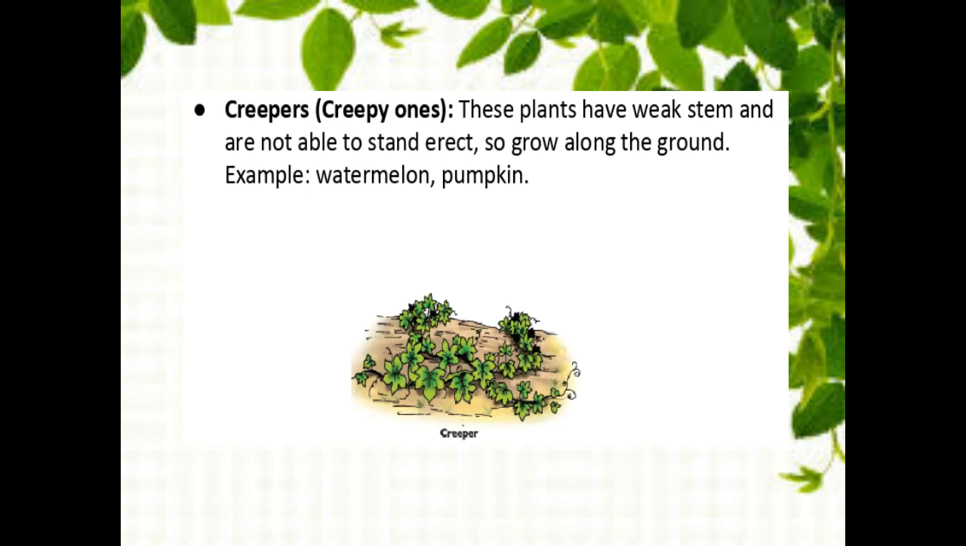Then creepers. Some of the plants will grow along the ground, no? So that type of plants are called creepers. Example, watermelon, pumpkin, etc. Why will they grow along the ground? Because they have a weak stem. So the stem does not have the capacity to stand straight. So only these types of plants will grow along the ground. Right. So examples might be watermelon, pumpkin, strawberry, etc.